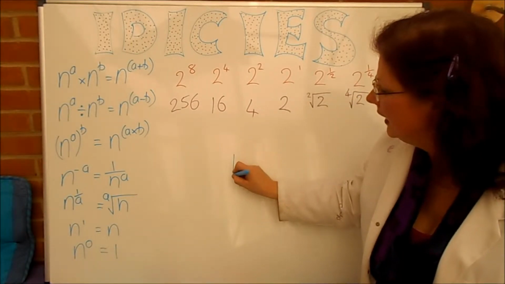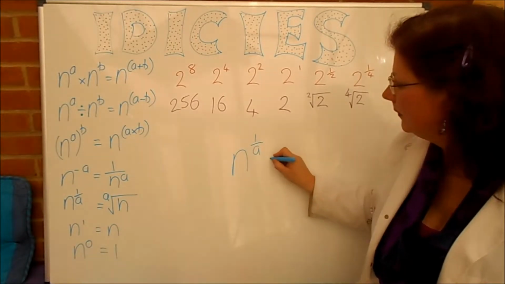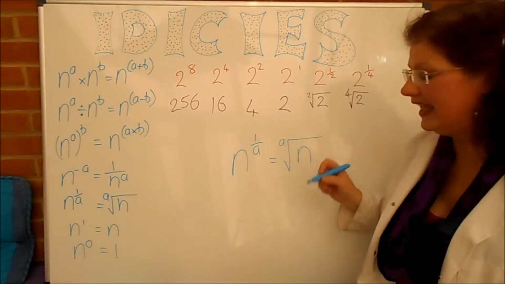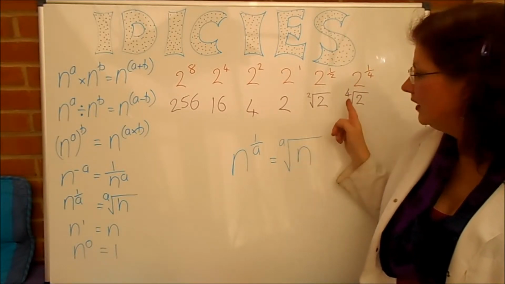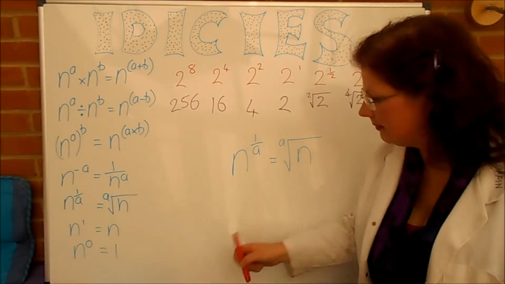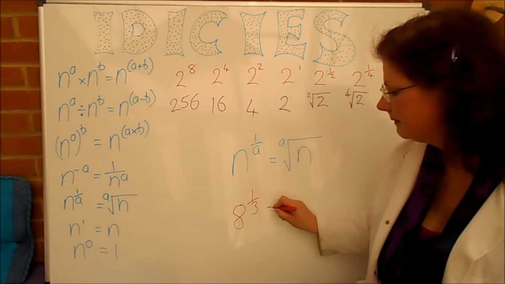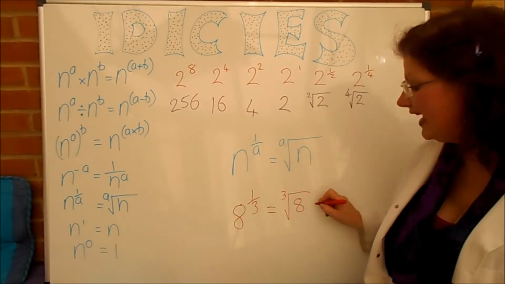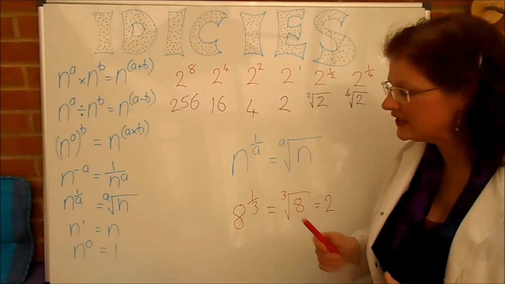In general, n to the power of 1 over a, a fractional power, is the ath root of n. So the 2 on the bottom means a square root, a 4 on the bottom means a fourth root, a 3 on the bottom would be a cube root. So just as a quick example there, 8 to the power 1/3 means the cube root of 8, which is 2. Yeah, so that's how they work.